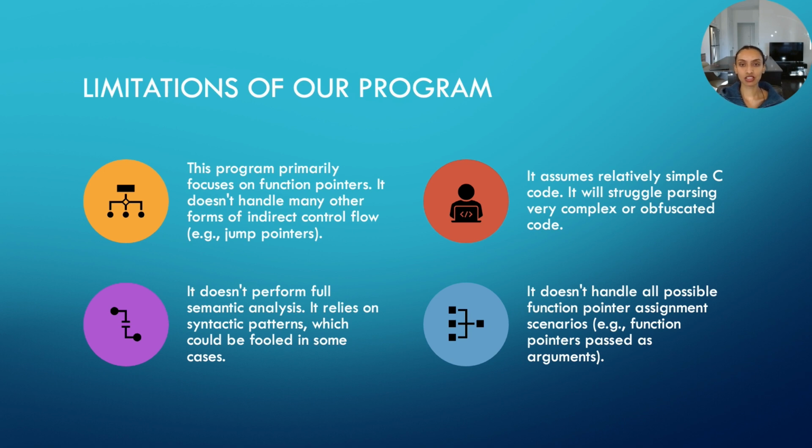Even though it makes strong progress in mitigating indirect control flow vulnerabilities, first, the program mainly targets function pointers, which are a major source of such vulnerabilities. However, it doesn't handle other forms of jump tables used in some switch statements. Second, it lacks full semantic analysis. It relies on syntactic patterns in the AST, which works for many cases but can be bypassed by obfuscated code. Semantic analysis understands the actual behavior of the code, which is needed for more robust detection.